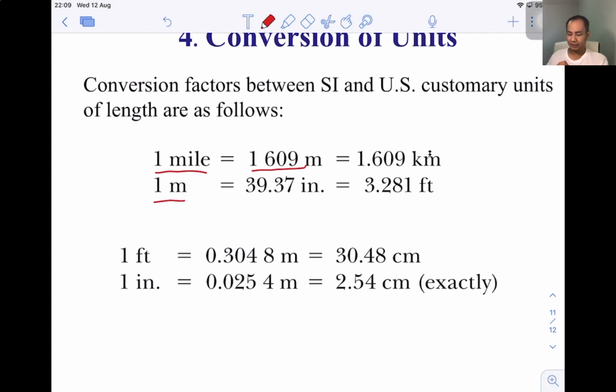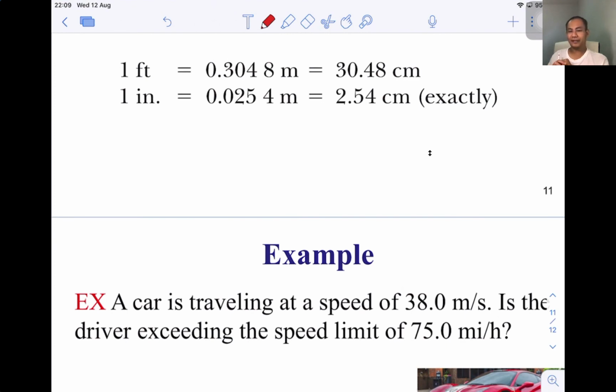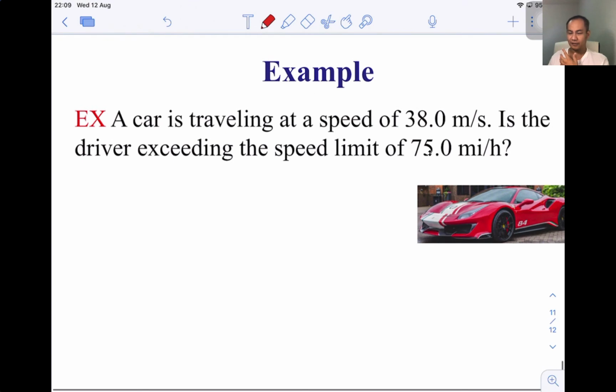Okay, so this is a kind of the unit conversion. So let's see an example about the car. So what is this car? It's really beautiful.